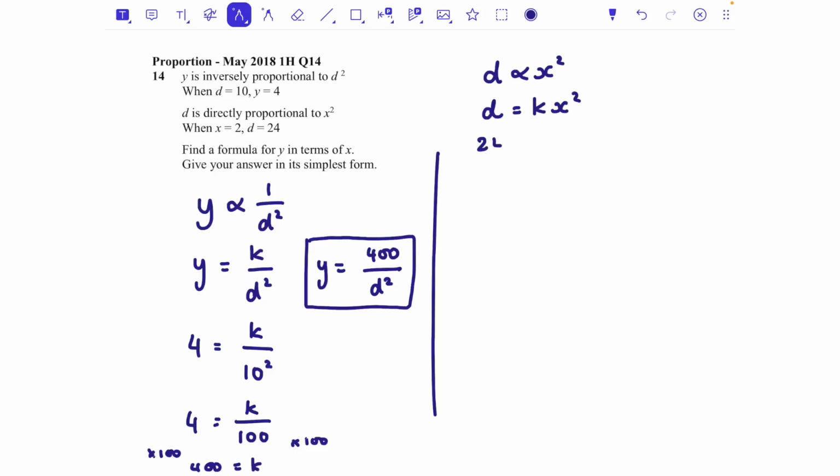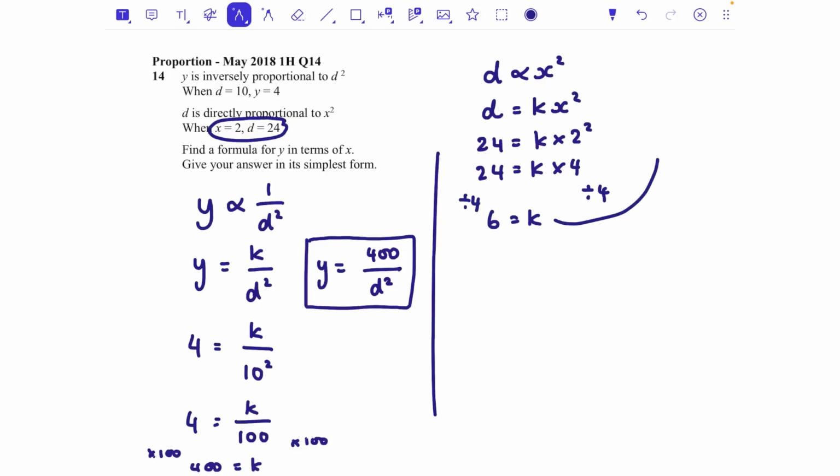So 24 equals k times 2 squared. I'm just using the values that they've given me. They've told me this is true, and that's going to allow me to get a connection and work out what k is. So 24 equals k times 4. And dividing both sides by 4, 6 equals k. So going back to the second thing you wrote, we now know that d equals 6x squared. I'm going to put a box around that as well.